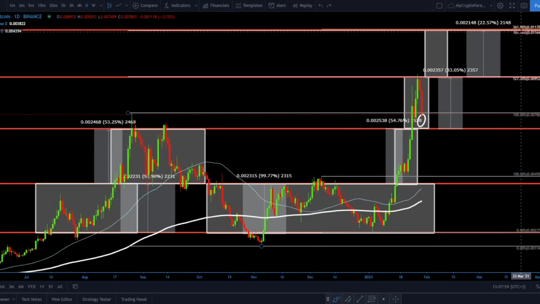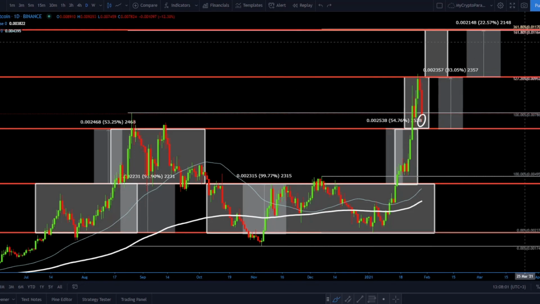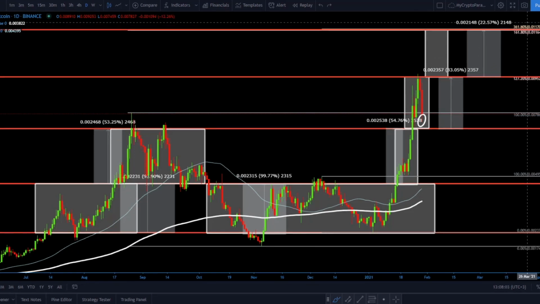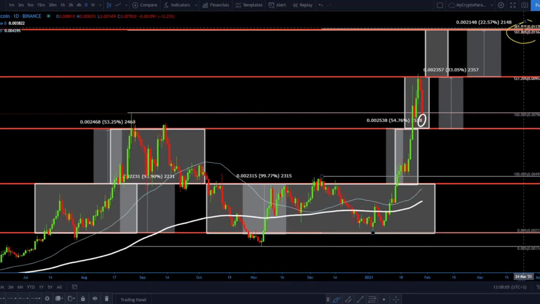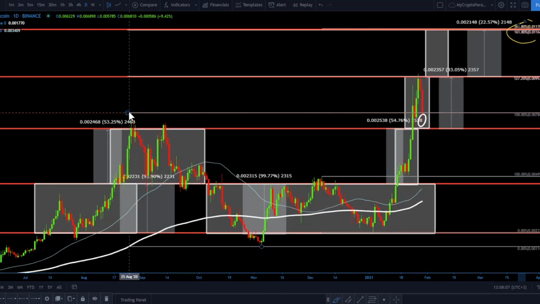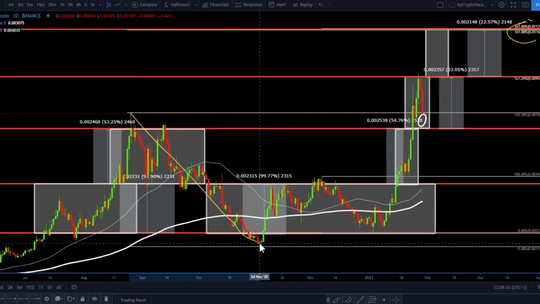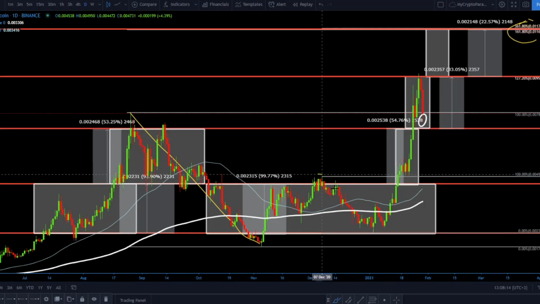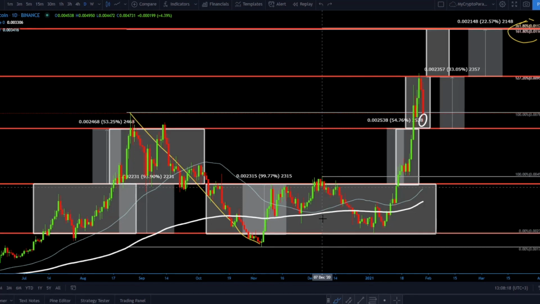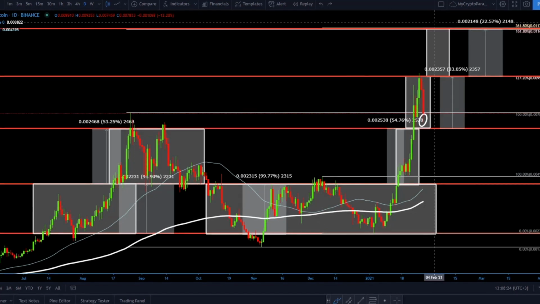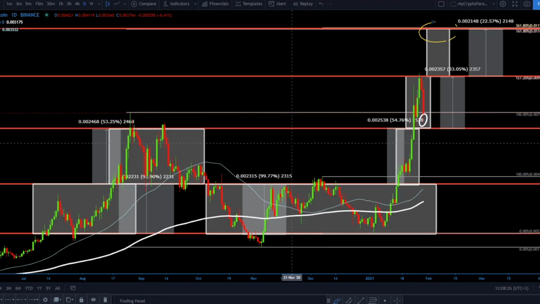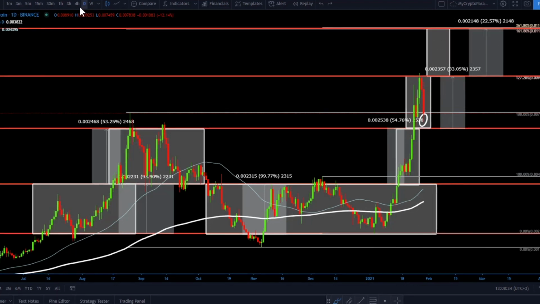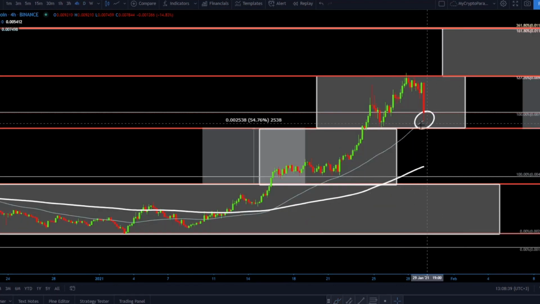Now, why this second resistance at this level? Well, we have here the 161.8 Fib and the 361.8 Fib. Yet again, 161.8 based on this correction, and we have another 361.8 based on this correction. So these are the two corrections used to draw the Fibs, and this could be the area of key resistance.